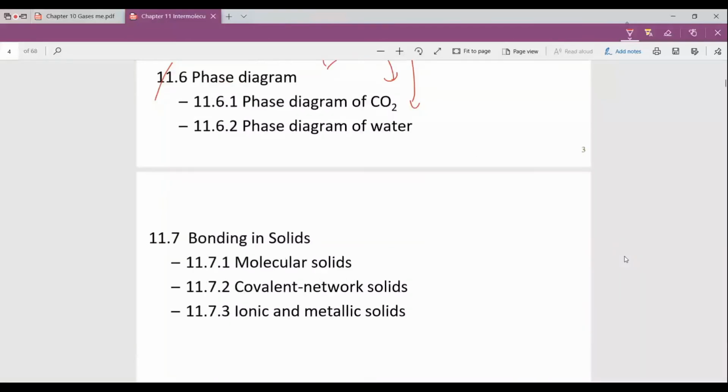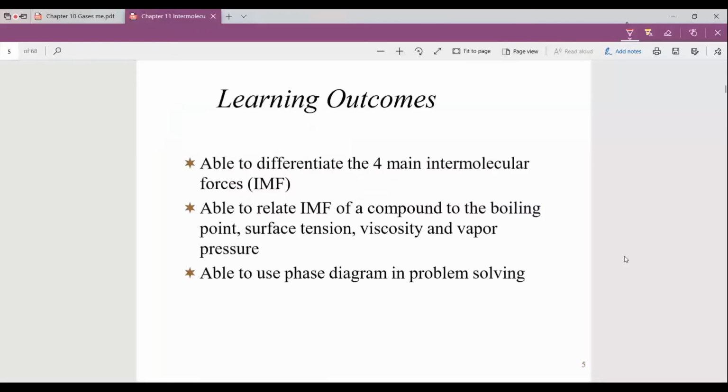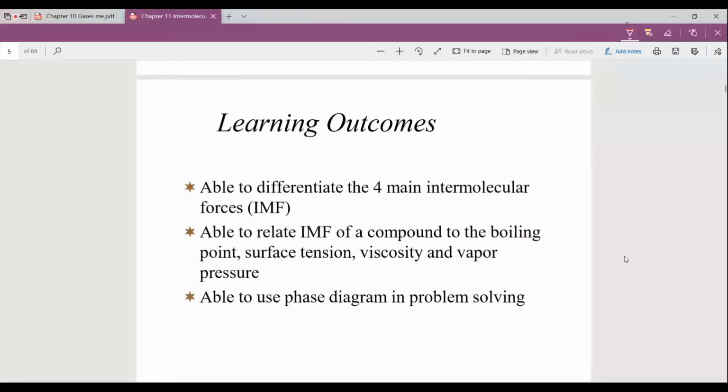Okay, finally, bonding in solid. Bonding in solid, we look at molecular solid, covalent solid, and ionic and metallic solid. Okay, objective of this chapter 11: first, you are able to differentiate 4 types of intermolecular forces. We call it IMF. We have 4 types: ion-dipole, dipole-dipole, London dispersion, and hydrogen bond.